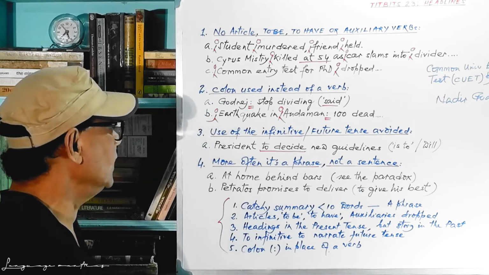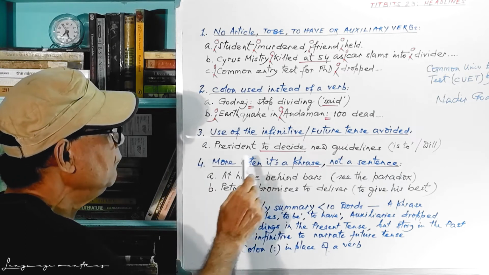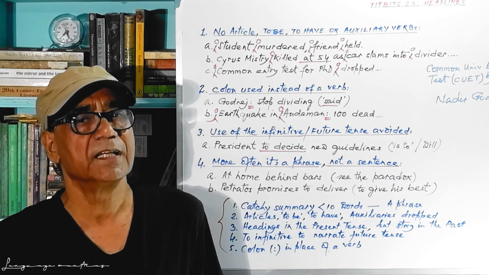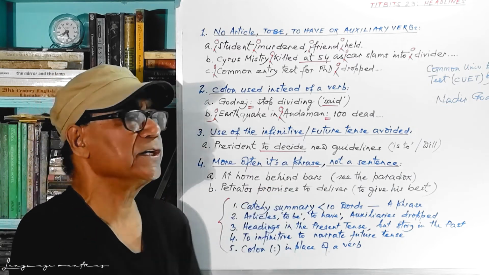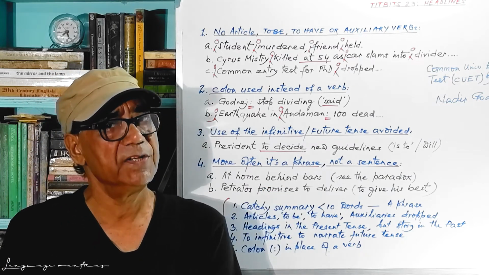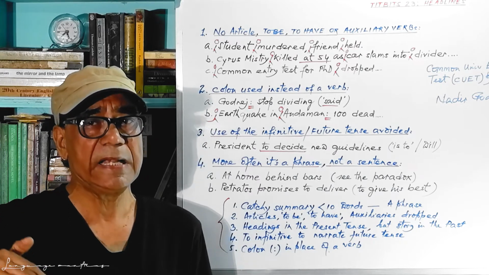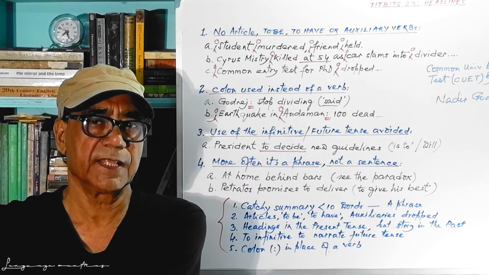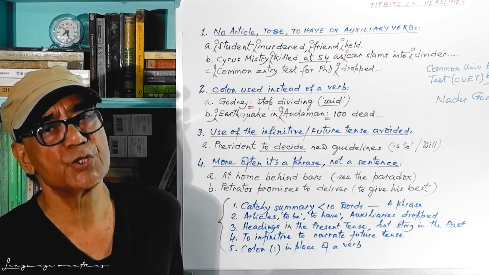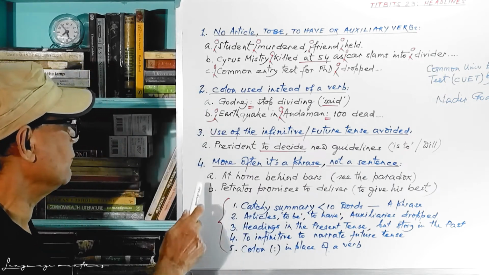Then we come to the third point. Use of infinitive in place of future tense. President to decide new guidelines simply means President will decide new guidelines about something that you will get in the main story. Now come to number 4.